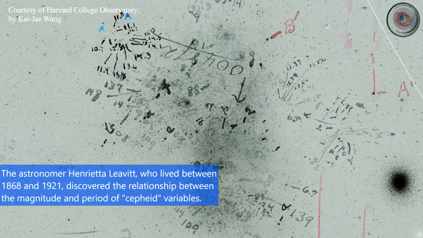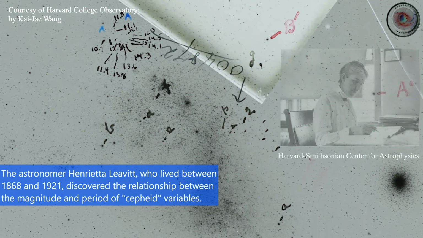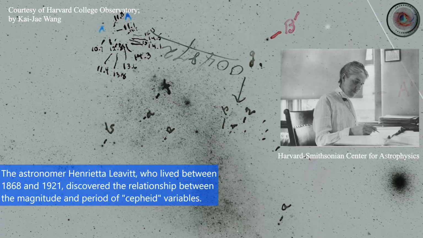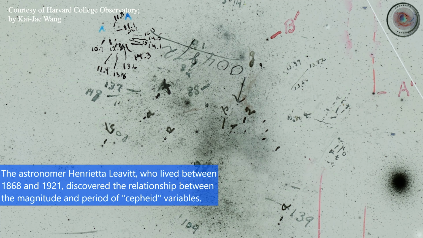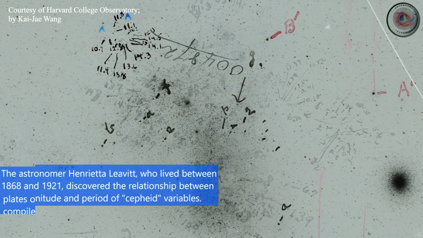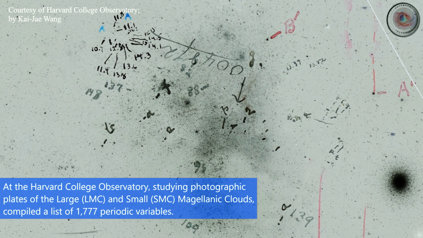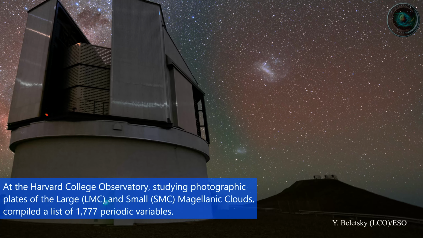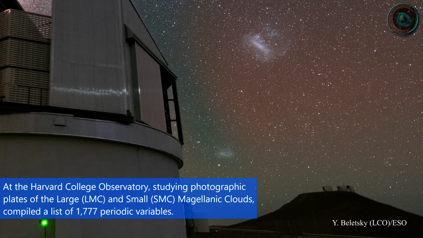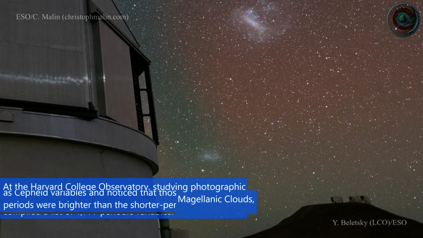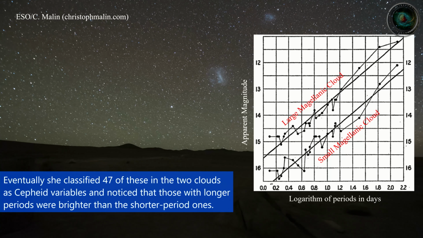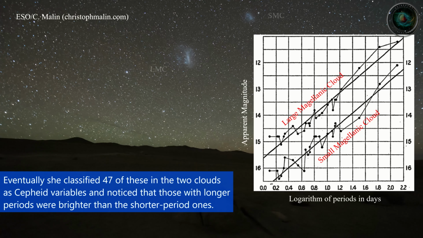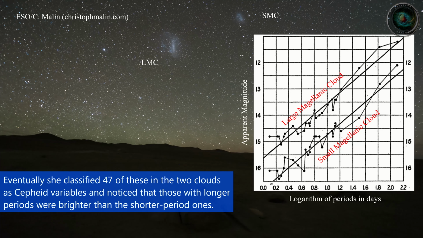The astronomer Henrietta Leavitt discovered the relationship between the magnitude and period of Cepheid variables. At the Harvard College Observatory, studying photographic plates of the Large and Small Magellanic Clouds, she compiled a list of 1,777 periodic variables. Eventually she classified 47 of these in the two clouds as Cepheid variables and noticed that those with longer periods were brighter than the shorter period ones.